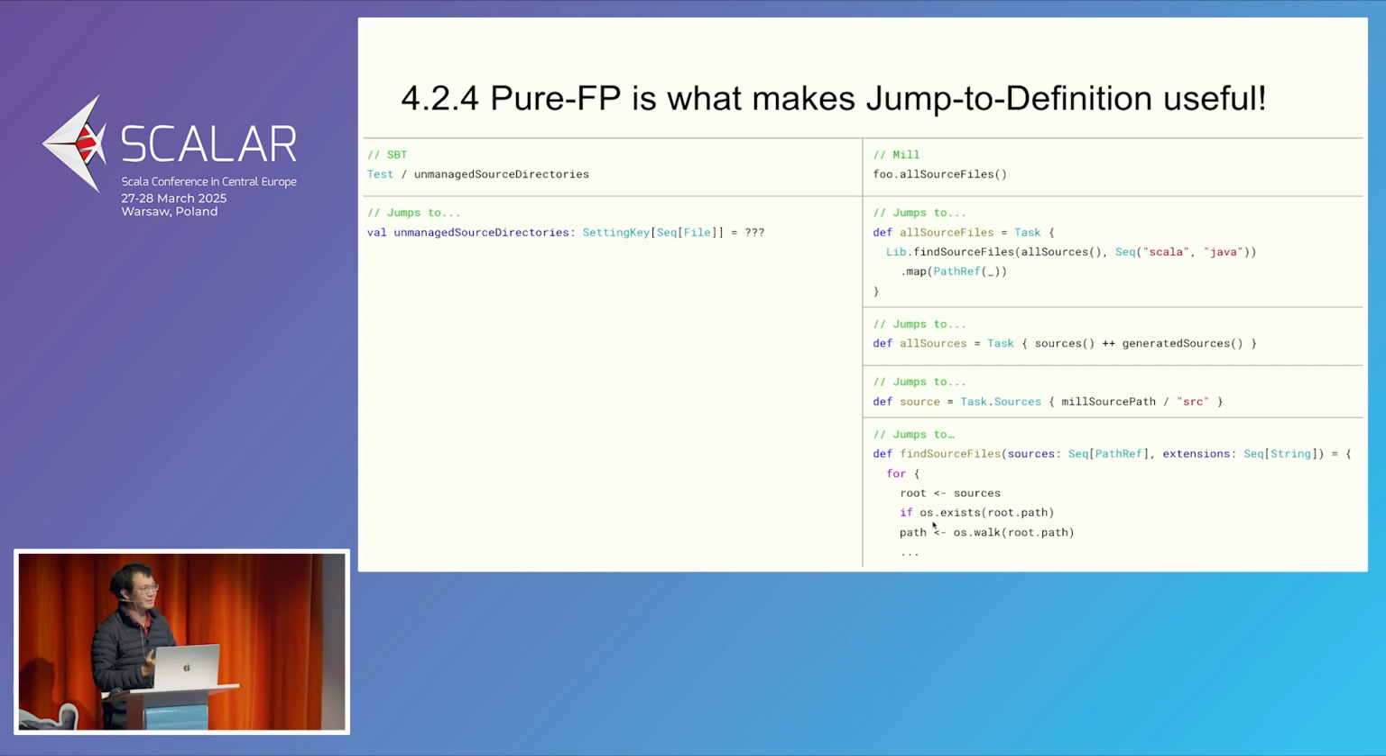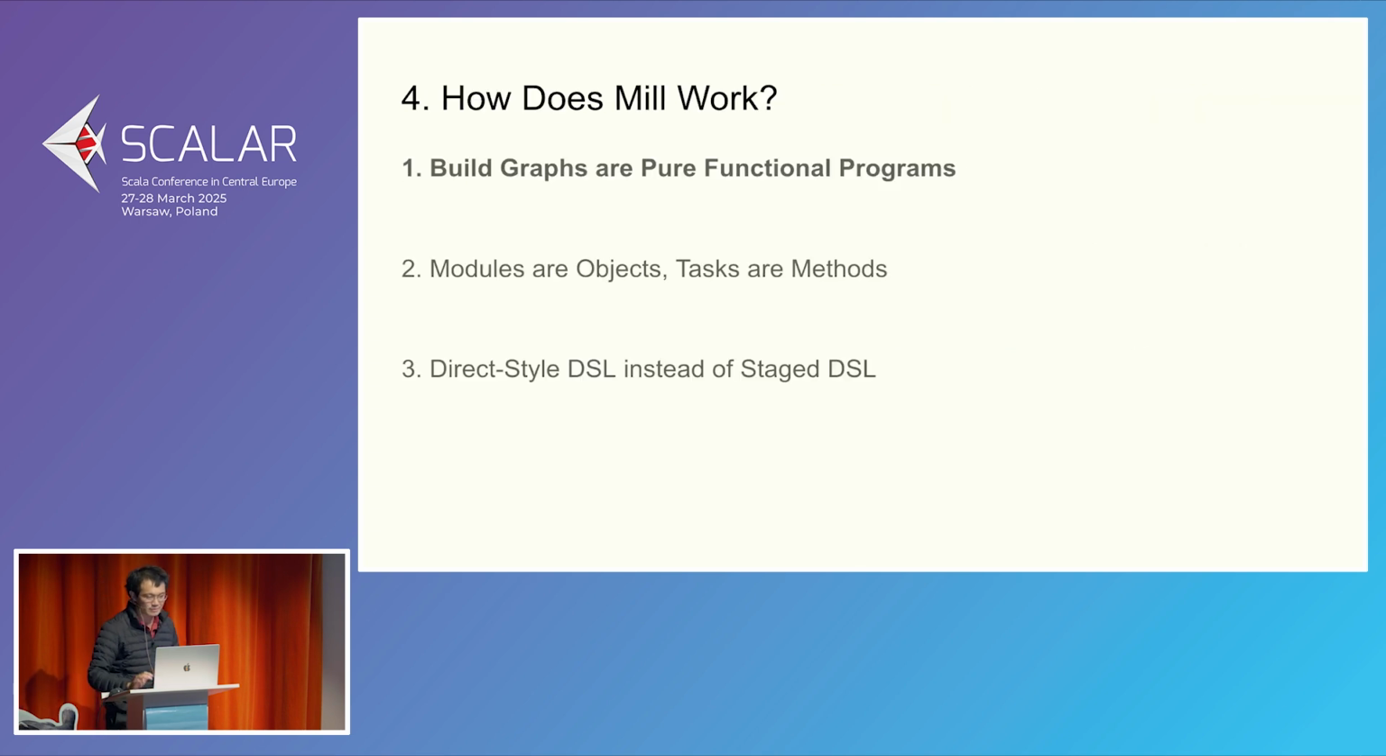Because Mill does the build logic in a functional way, it actually makes the IDE experience superior to what you see in a Java code base, where you often jump to stubs or mutable variables, which don't tell you as much as you would like. That's the first idea. In Mill, build graphs are pure functional programs.